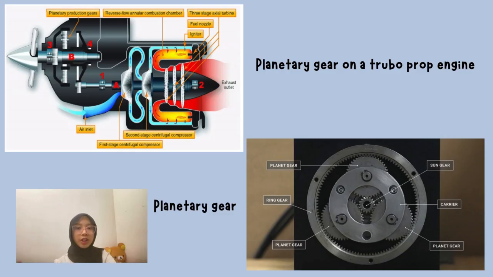The first picture above shows the planetary gear on a turboprop engine, and below, the figure shows the planetary gear. We can see where the planet gear, sun gear, carrier, and ring gear are located.